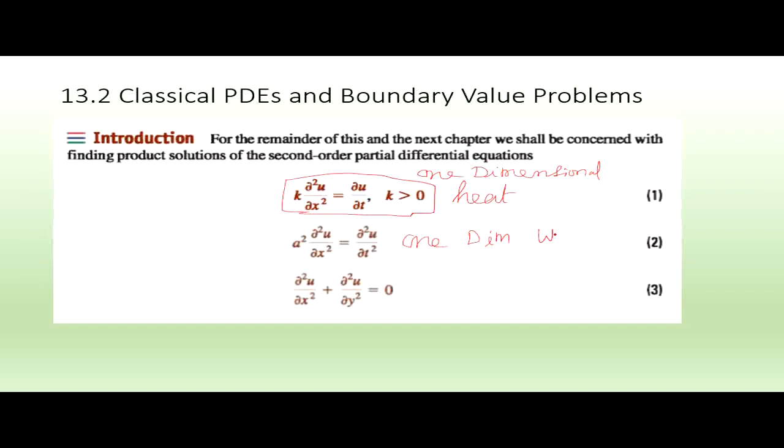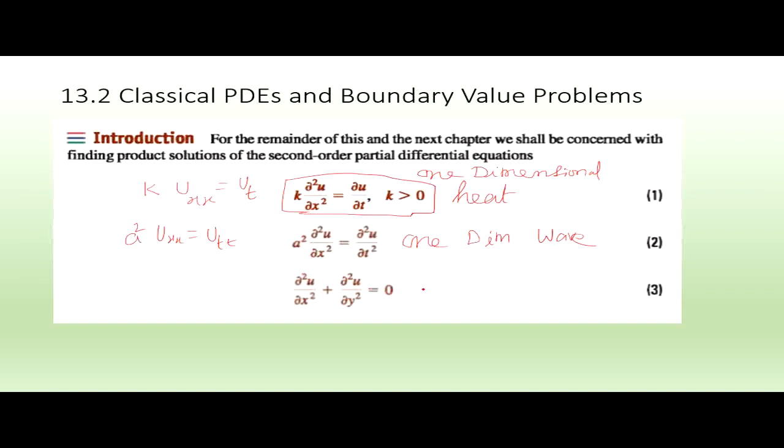the one-dimensional wave equation. See here, for u, the second derivative with respect to x is partially differentiated, isn't it? And there is the constant k. On the right hand side, it is the first derivative of u with respect to t. But in the one-dimensional wave equation, u has been differentiated twice by both variables. Second derivative of u with respect to x, and on the right side second derivative of u with respect to t, partially. So there is a coefficient with the second derivative of x.